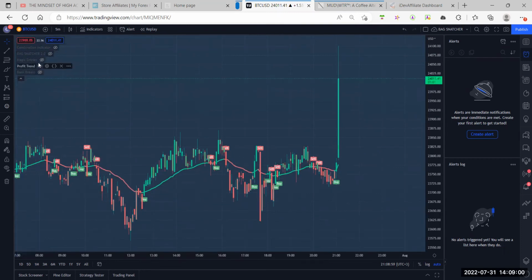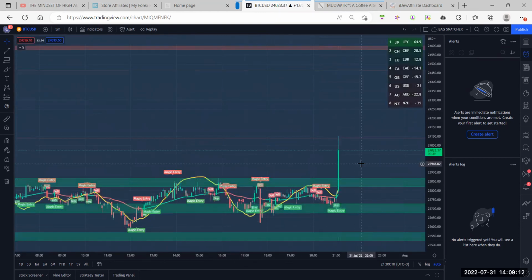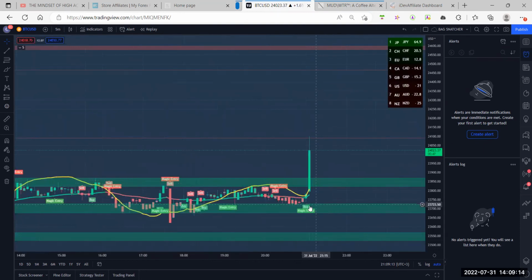So when I combine it with magic entries, it's always great when you have a magic entry and a profit trend entry at the same candle, or even around the same candle, but definitely when it's the same candle, it's amazing. Like right here, look at that. How beautiful it was.